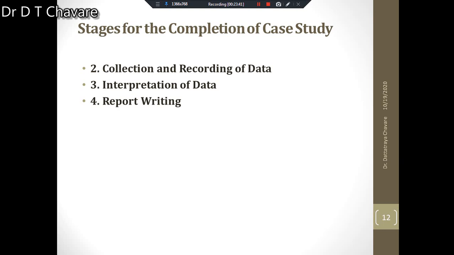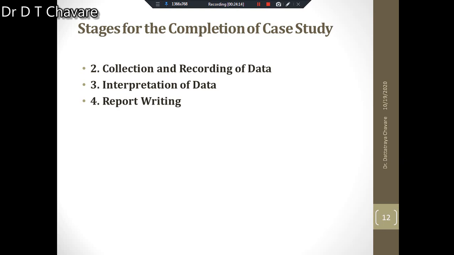And skillful analysis and interpretation leads to valid conclusion and generalization. It means that this is the third stage of the compilation or completion of the case study. Okay, and what is the last stage? Report writing. After interpretation of the data, the last stage you have to study, what is it? Very important step of the case study is, what is it? Report writing. Finally, the procedure and findings of the research.